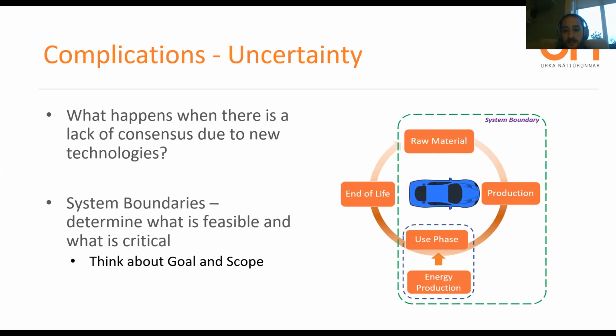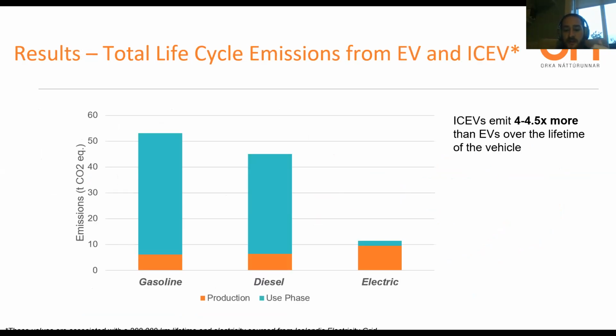There are complications with this. When first reviewing this stretch of EV reports, there's a lack of consensus due to new technologies, and system boundaries are often difficult to draw. This was from my first report, and the results have since been updated, but I wanted to show this to give a quick overview of life cycle emissions to make it obvious.